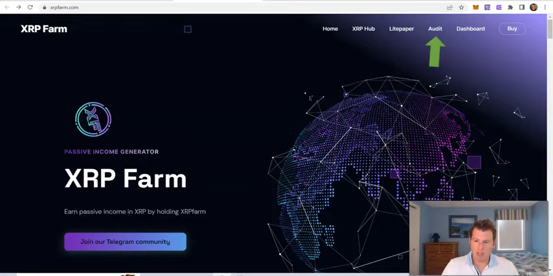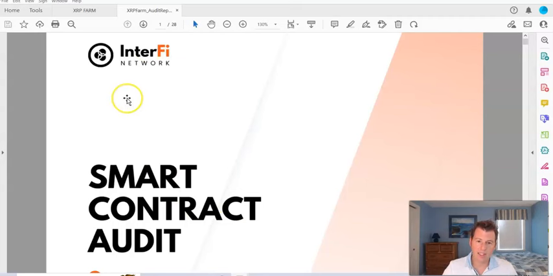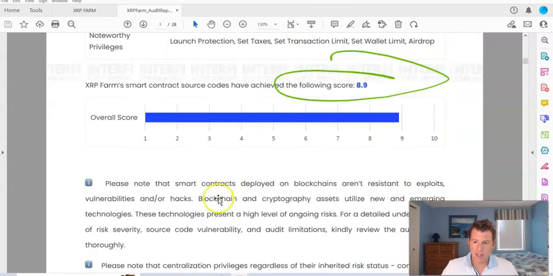Take a closer look at the website right here. If we look at the audit tab here, obviously with new projects, you always want to look at the audit. And they posted a link to their full audit, IntraFi. They are one of the big auditing firms. Here's the audit right here. They received an 8.9 score on the 1 to 10 scale for their smart contract source code.